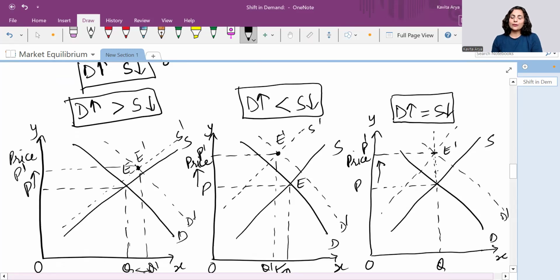So, this way, the question can be directly asked with respect to rise and fall in the demand and supply, or with respect to the quantities, or with respect to the price. I hope you're clear about these diagrams.